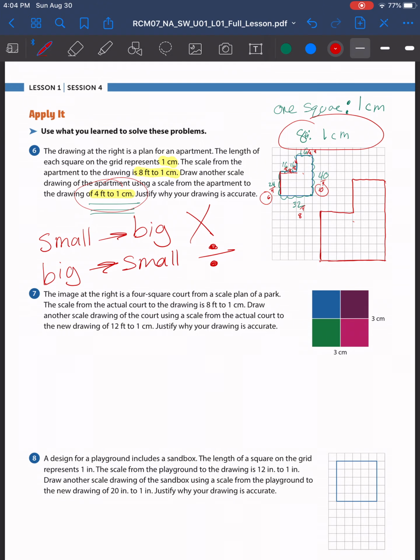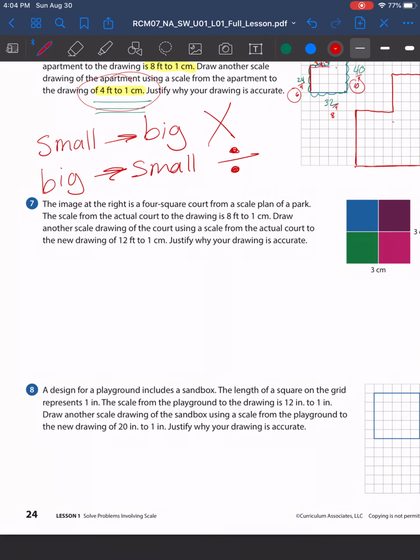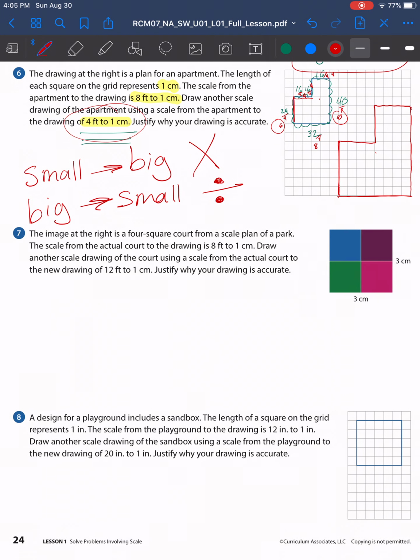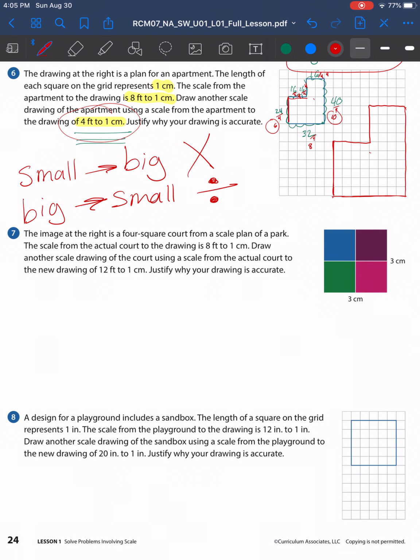Okay, number 7. The image at the right is a Foursquare court from a scale plan of a park. Okay, so they want to make a Foursquare court. I know people still play Foursquare. The scale from the actual court to the drawing is 8 to 1. Yay, I love it when they give it a unit ratio where we don't have to worry about anything. Oh, 8 to 1, beautiful.